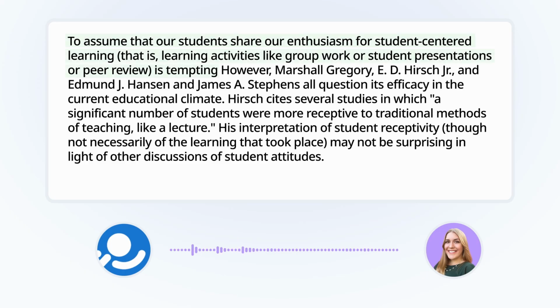And it says, to assume that our students share our enthusiasm for student-centered learning, that is, learning activities like group work or student presentations or peer review, is tempting. Okay, so again, we're definitely talking about student learning. It's the name of the passage, but student-centered learning. We've defined it, right? So it's things that really focus on student engagement, make the student kind of in the center of the learning.